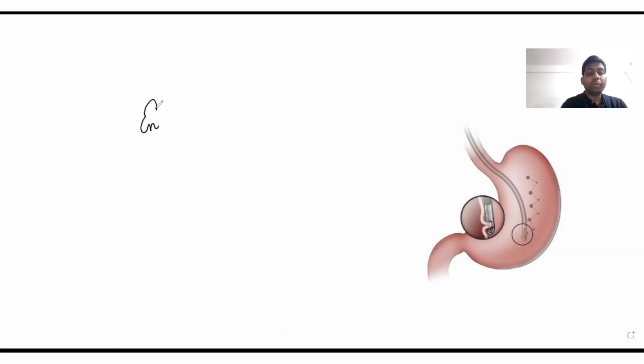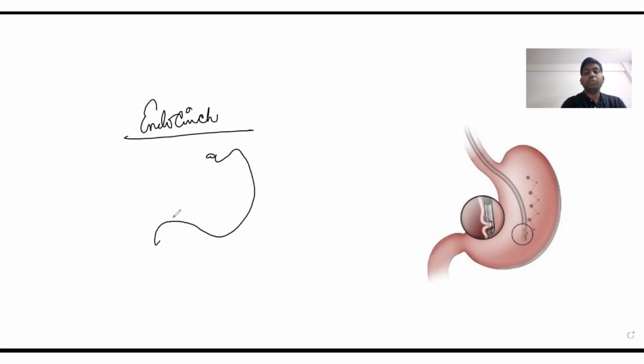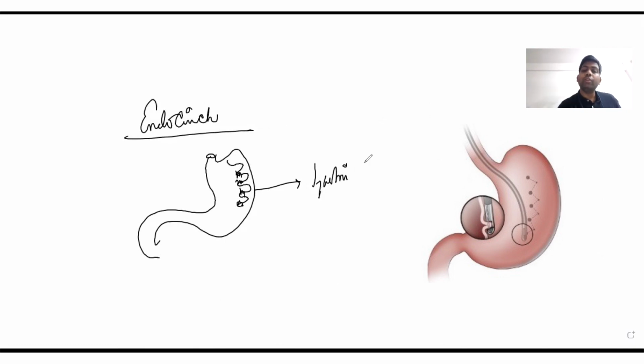The EndoCinch procedure was traditionally used for GERD. What is done in this procedure is, multiple sutures are placed inside the stomach and the gastric wall is converted into pleats. Multiple sutures are placed endoscopically and thus they reduce the intragastric volume. So the gastric volume is decreased because multiple pleats are taken and sutured in such a way that the gastric volume is decreased. And that's how this acts as a restrictive procedure, as we can see in the image.